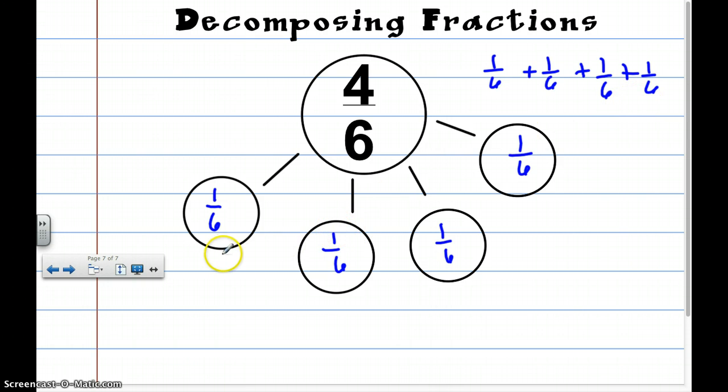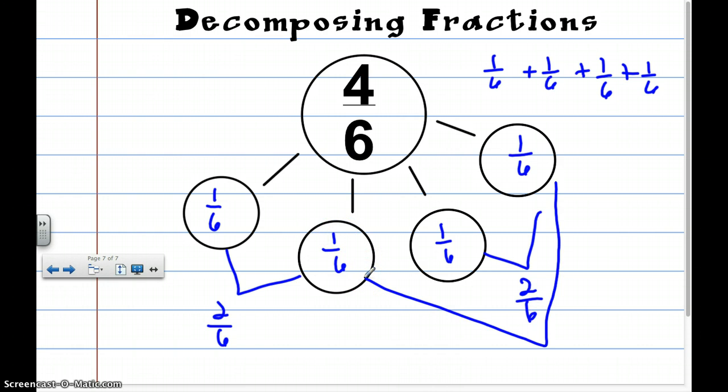I can also break this down in a different way. I can take these two and combine them. So I know that 4/6 is also 2/6 plus 2/6. I can also break this down in a different way. I can say 4/6 is also 3/6 plus 1/6. I know that if I have 3/6 of a circle put together and I add one more sixth piece to it, then that is going to equal 4/6. So you have to visualize the pieces coming together.